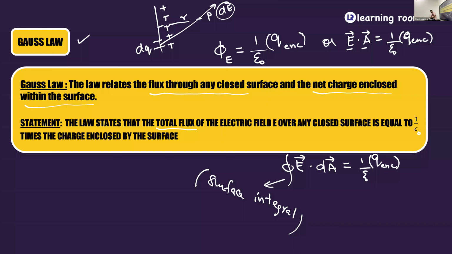You call it a surface integral of E vector dot dA vector is equal to. I'll explain what that surface integral is when we solve.